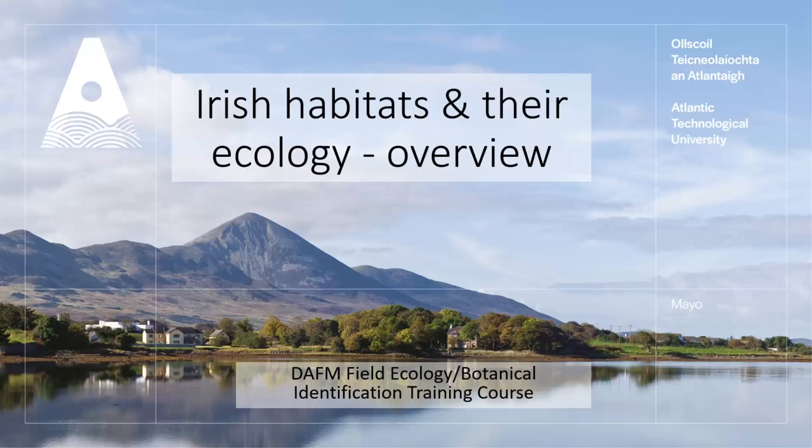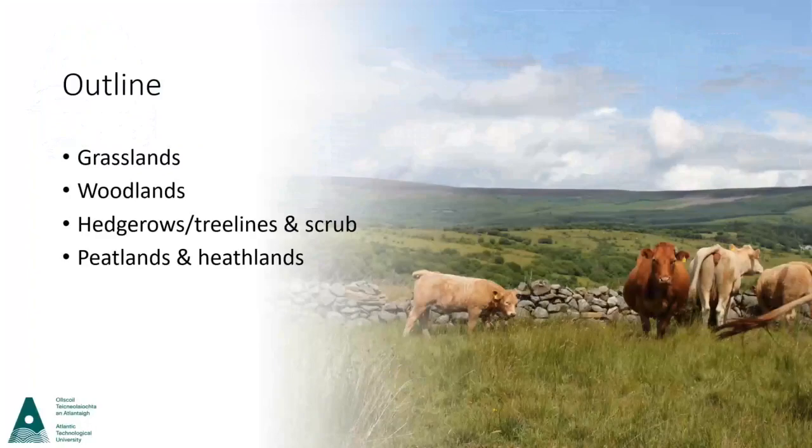Hi, welcome to this overview of Irish habitats and their species. I'm going to concentrate on three main groupings: grasslands, woodlands, peatlands, heathlands, and mention hedgerows and tree lines. These are the types or groupings of habitats that you're going to come across in the acre scoring system. And I want you to have a little understanding of what causes them to occur and what impacts on them.